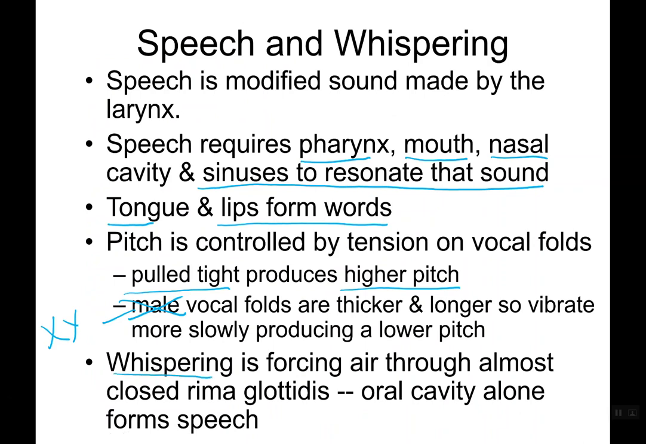So if you want to whisper, you're forcing air through the almost closed rima glottidis, which is the small opening between the arytenoid cartilages when your glottis is closed. And your oral cavity alone is forming the speech, which is why it sounds kind of like wind talking.